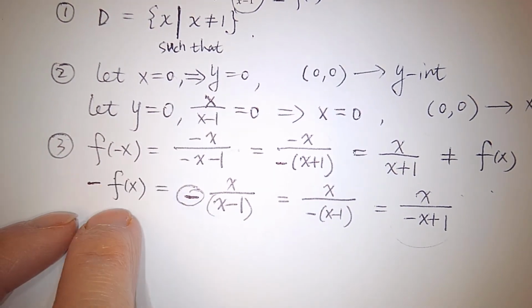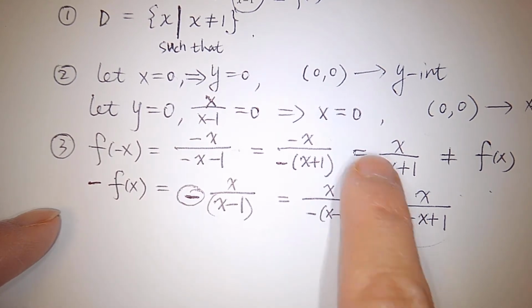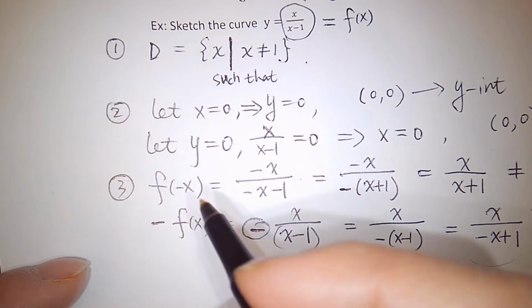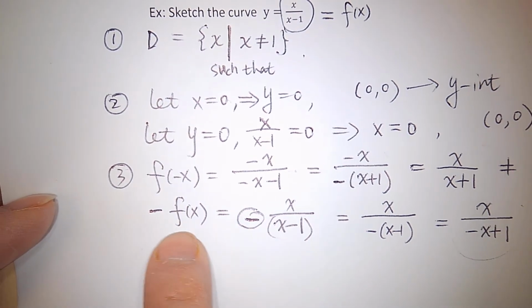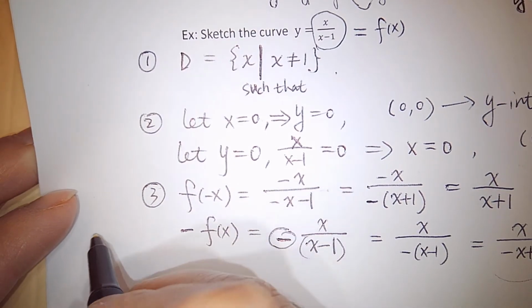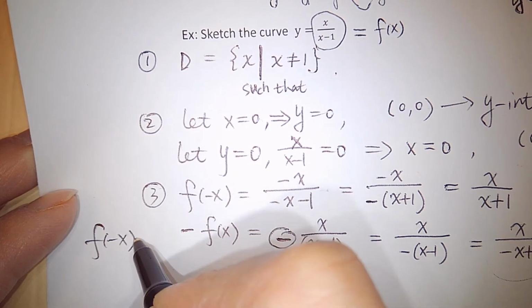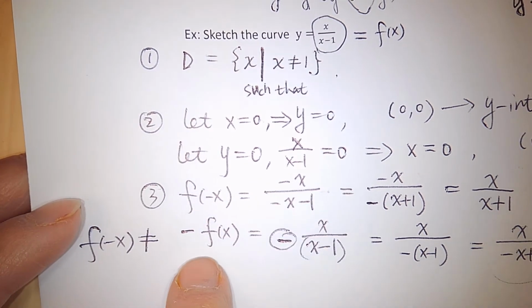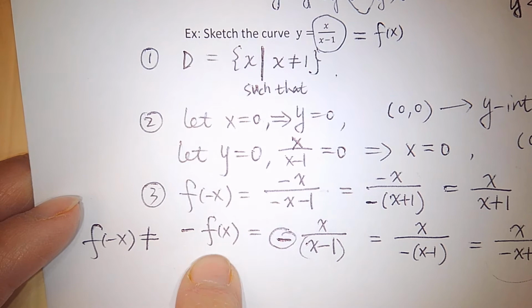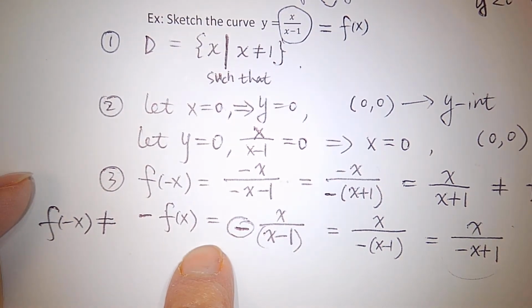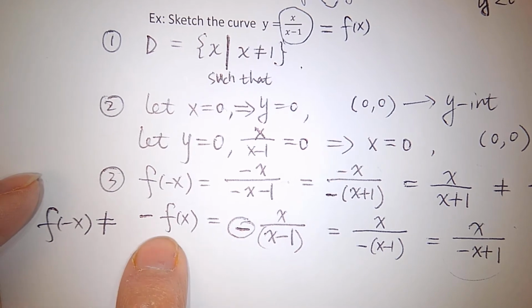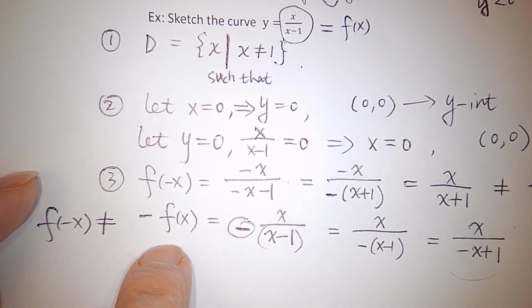Is f of negative x equal to negative f of x? Are they equal? No, okay? So f of negative x does not equal negative f of x. So the function is not what? Odd. Not either. Okay? So the graph will not be symmetric with respect to what? Origin. So do we have any symmetry for the graph?